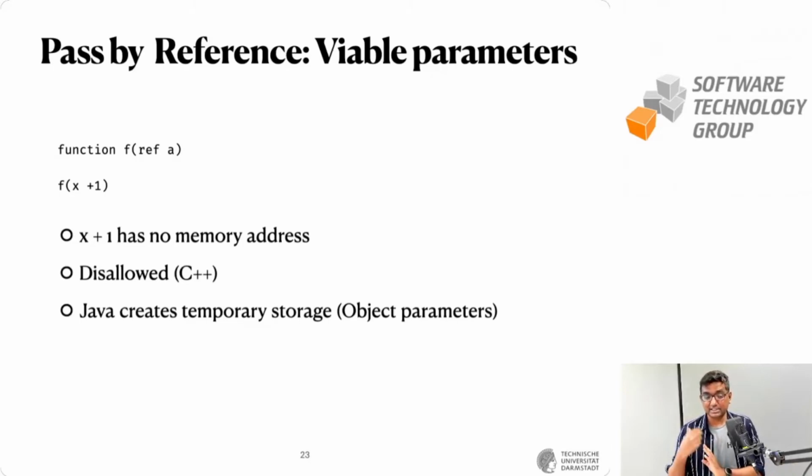X has a memory location which can be passed, but when you pass x plus 1, there is no memory location. Languages like C++ simply disallow this, but modern languages like Java create a temporary location for this expression and then assign it, right? So this also leads to complications on what happens when you modify x in between, and this greatly varies depending on what kind of languages you use.